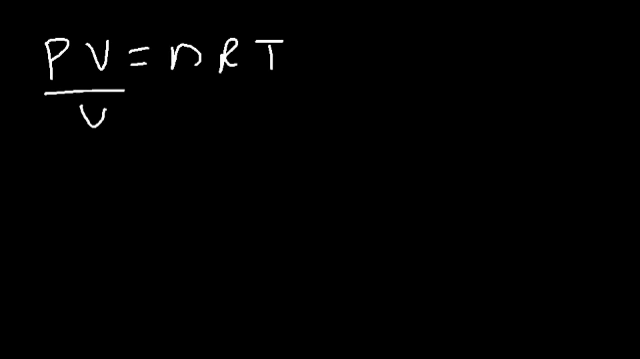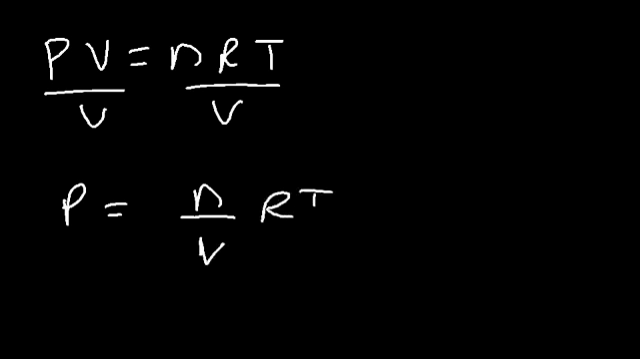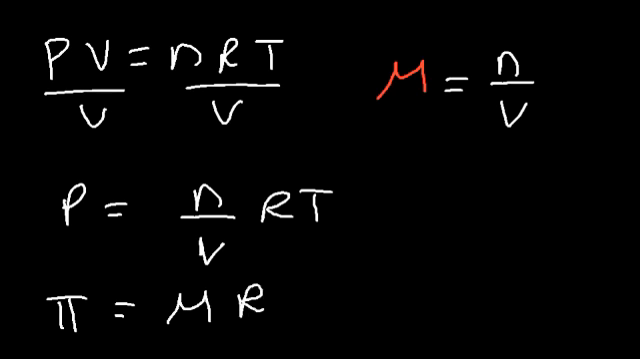Now you can come up with the osmotic pressure equation from the ideal gas law equation. PV is equal to nRT. If you divide both sides by the volume, you'll see that pressure is moles divided by volume times RT. And we know that the solution concentration, molarity, is equal to moles of solute divided by the liters of solution. So therefore, the osmotic pressure, which has the symbol pi, is equal to the molarity concentration times RT.